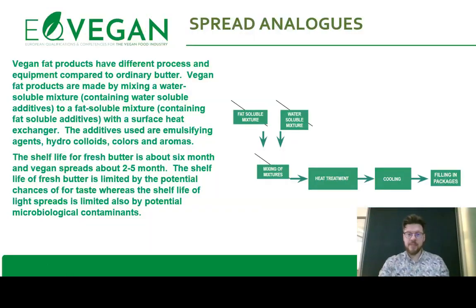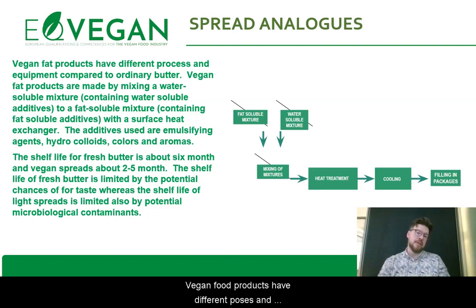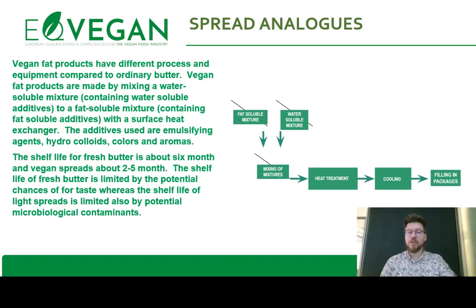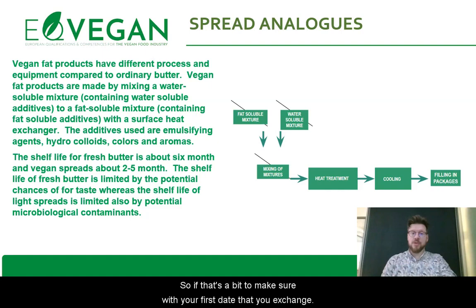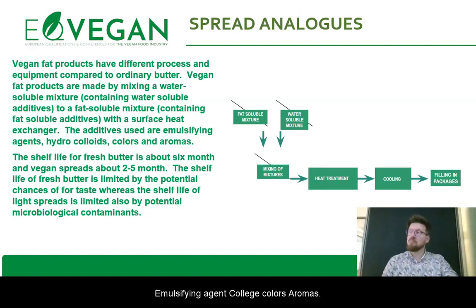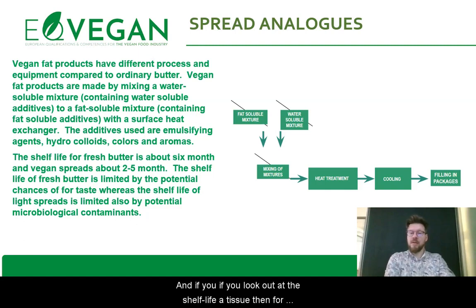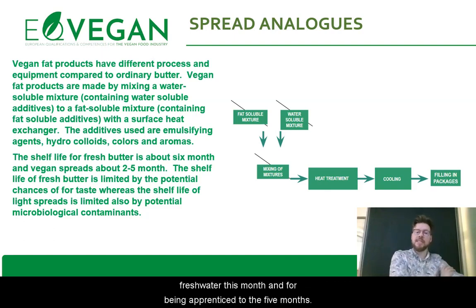Spreads. Vegan fat products have quite a different process and equipment compared to ordinary butter. Vegan fat products are made by mixing a water-soluble mixture with a fat-soluble mixture with a surface heat exchanger. The additives that are used are emulsifying agents, hydrocolloids, colors, aromas, and so on. And if you look at the shelf life issue, then for fresh butter it's 6 months, and for vegan spreads it's 2 to 5 months, depending on the product.